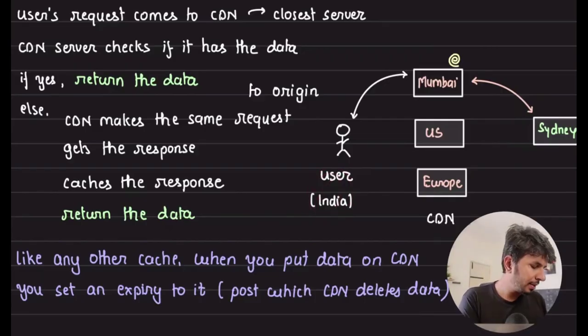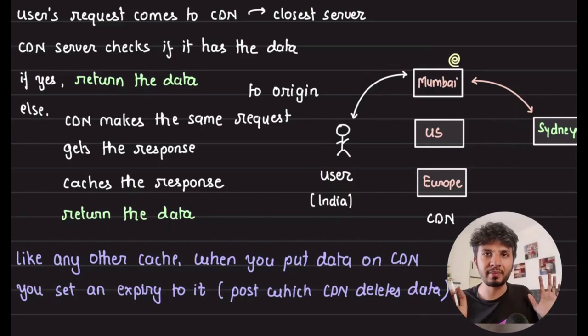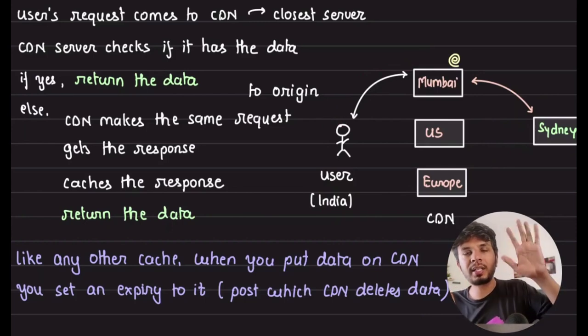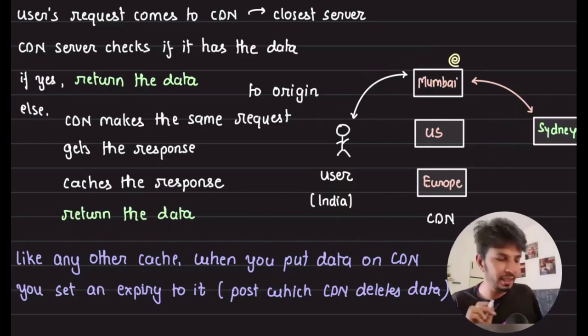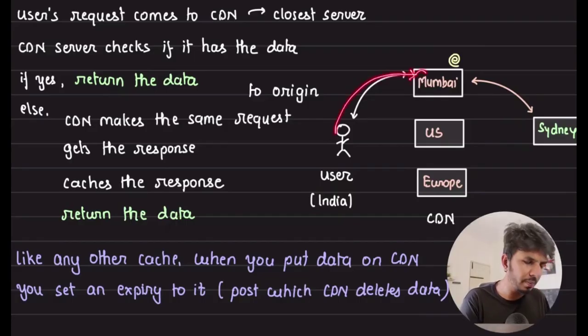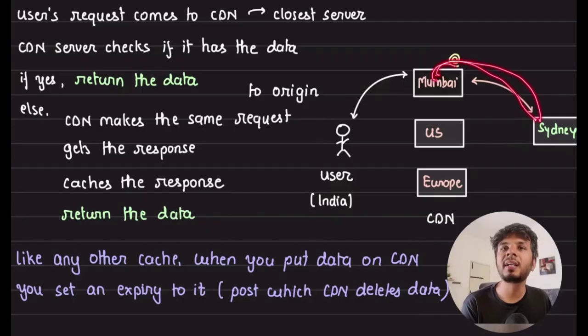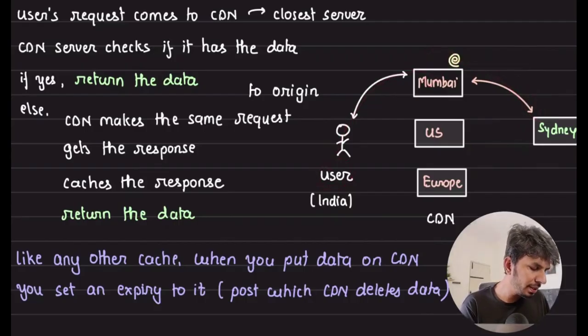Now what would happen? The request from the user, who is sitting in India, comes to Mumbai's CDN server automatically. Now that's the magic of CDN. How it gets the request to the nearest server is the magic of CDN. The request comes to Mumbai. If it has the data, good enough, it serves it back. If it does not have the data, it goes to origin. Where's the origin? Sydney. It goes to Sydney, fires the same request, gets the response, caches it, and sends it back to the user.